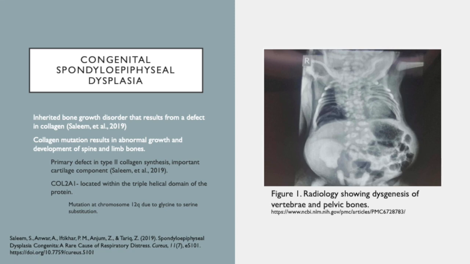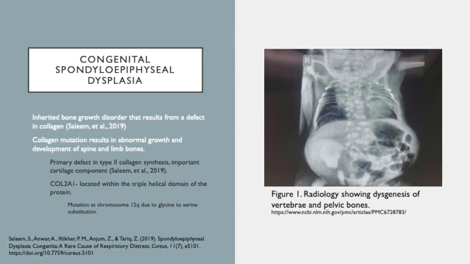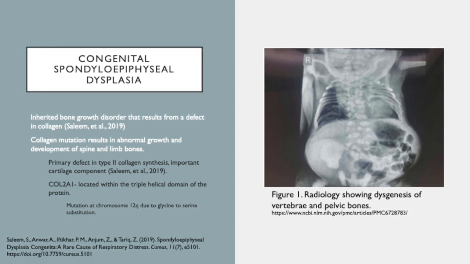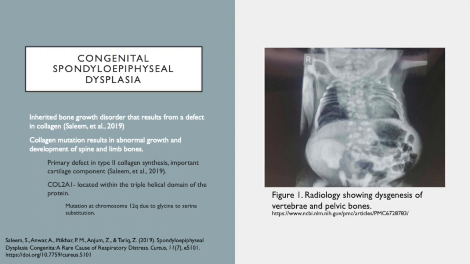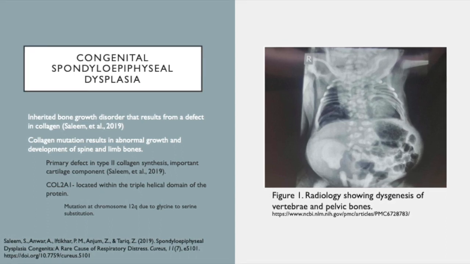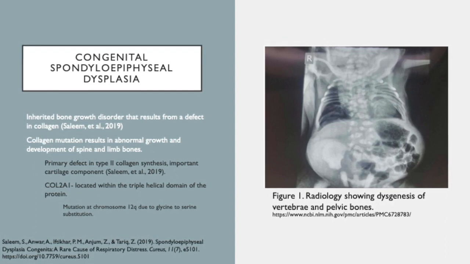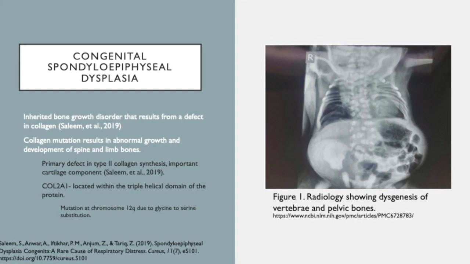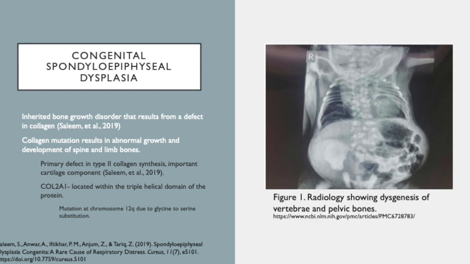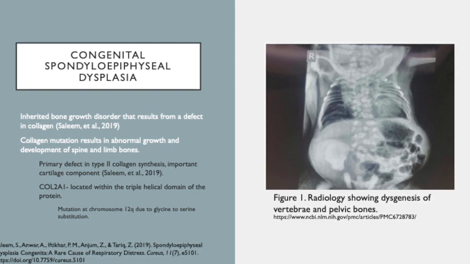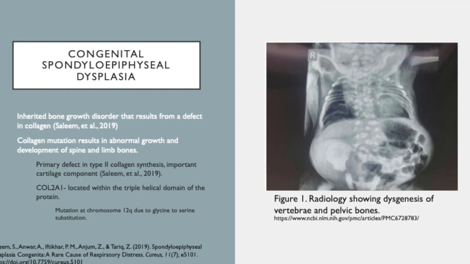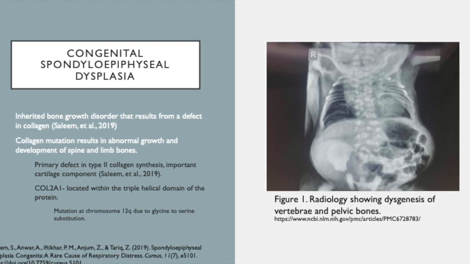A disorder related to a malfunction of collagen in the extracellular matrix is congenital spondyloepiphyseal dysplasia, which is an inherited bone growth disorder that results from a defect in collagen. Collagen mutation results in abnormal growth and development of spine and limb bones. The primary defect is in type 2 collagen synthesis, which is an important cartilage component.